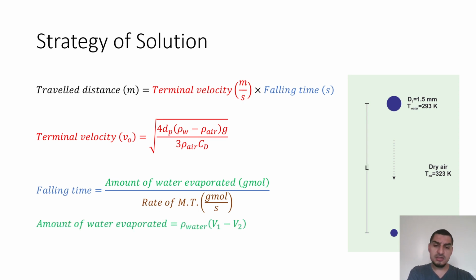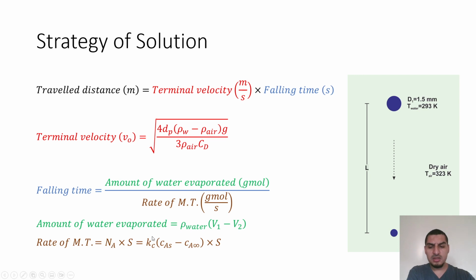The rate of mass transfer is going to be the mass transfer part, which is the area multiplied by the flux, and the flux is K multiplied by C minus C infinity. So this is what I should be thinking of while solving this problem. First I need to calculate the average or the terminal velocity. I need to calculate the amount of water evaporated, which is not a big deal, and the rate of mass transfer, which is not difficult, by the way.